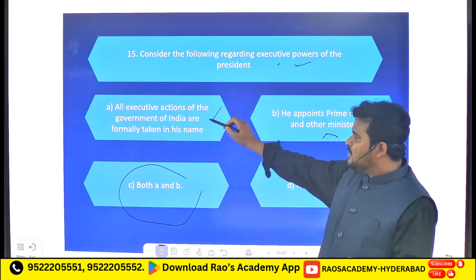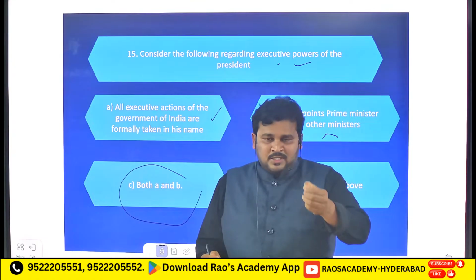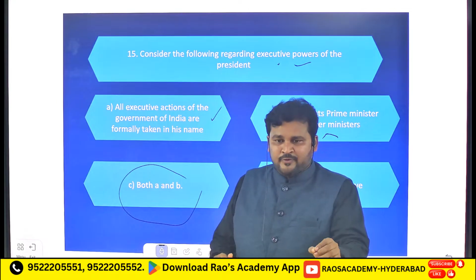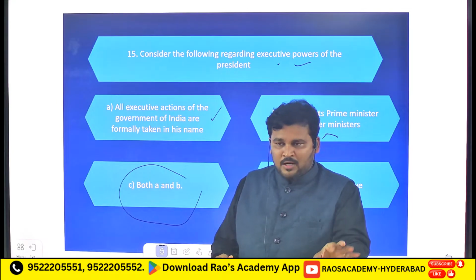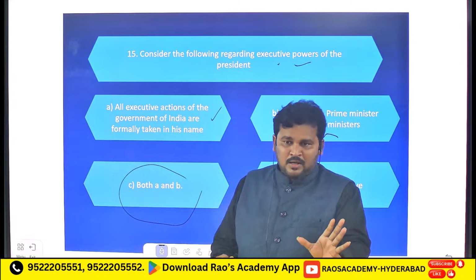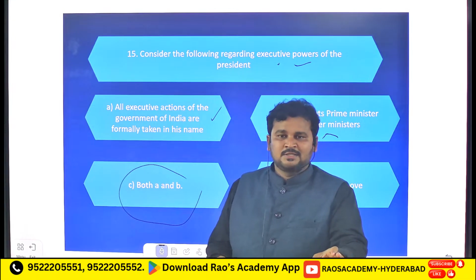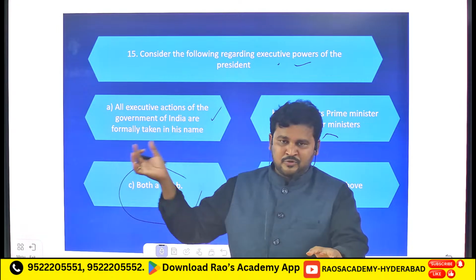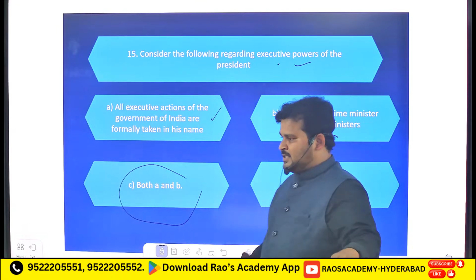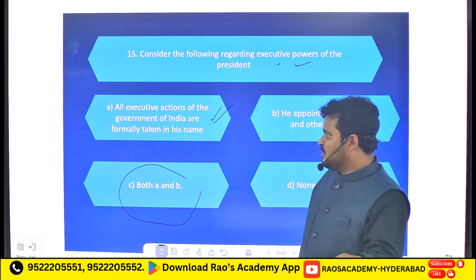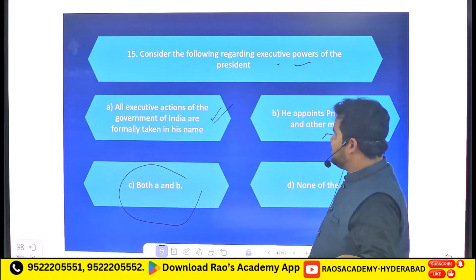Because, for example, if you have checked any government order, government GOs or gazette notifications, it will be signed in the name of the concerned President, or else at the state level the GOs are issued in the name of the Governor of a particular state. So that is the executive power. So finally I can say that A is correct, because all executive actions of the Government of India are formally taken in the name of the President.